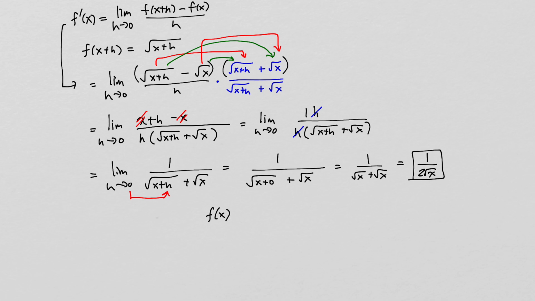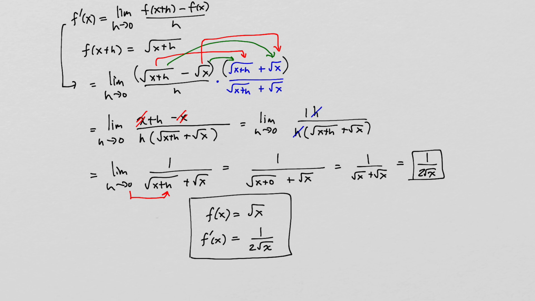So our original function was the square root of x. The derivative of the square root function is 1 over 2 times the square root of x. And this specific derivative, the derivative of the square root of x, is a derivative worth memorizing. Because you will take the square root derivative many, many times during this course. So it's really great if you can memorize this derivative at some point.